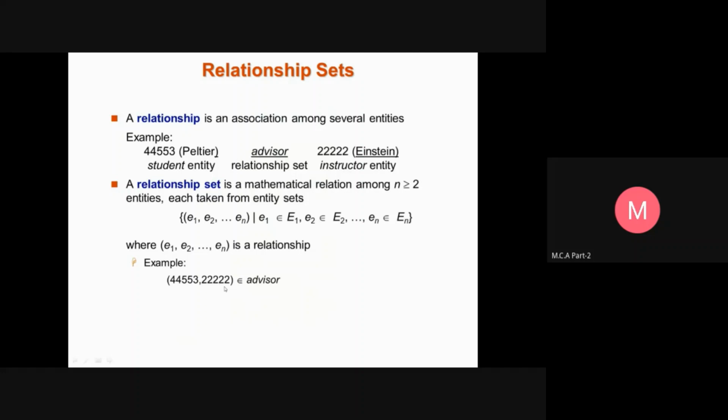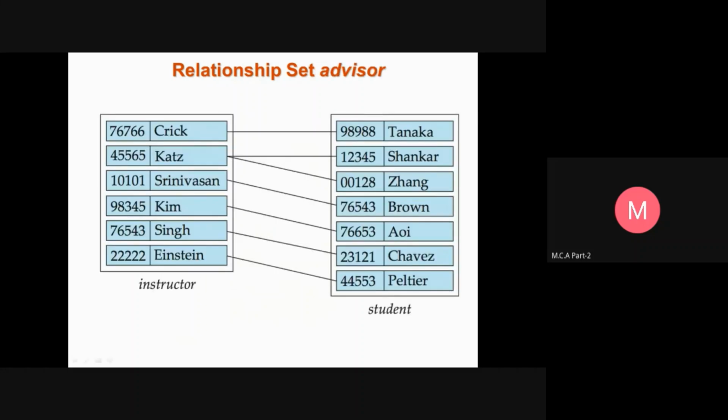The association between entity sets is referred to as a participation. That is, the entity sets E1, E2 up to En participate in a relationship set. Now, if we come to this, we say instructor and student participate in the relationship set advisor. There are also terms like 1:1, 1:many, and so on, which we will look at when we are drawing the ER diagram.